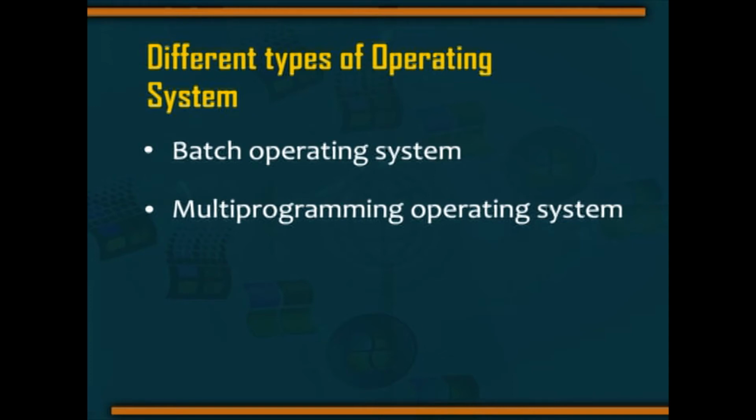The problems with batch systems are lack of interaction between the user and the job. CPU is often idle because the speed of the mechanical input-output devices is slower than the CPU. Difficult to provide desired priority. Next type is multiprogramming operating system. One of the most important aspects of the operating system is the ability to multiprogram.